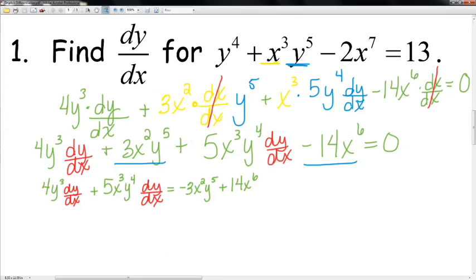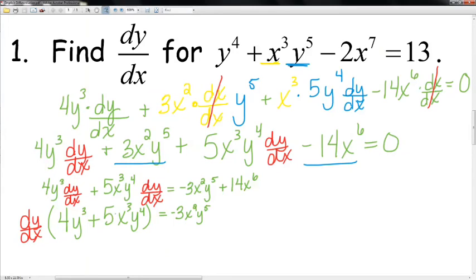Alright, so now we have these red dy/dx's. And so what I'm going to do is factor out my dy/dx's. And so dy/dx is my factor. Everything that remains is going to be in that green part: 4y to the third plus 5x to the third y to the fourth. And that's still equal to negative 3x squared y to the fifth plus 14x to the sixth.